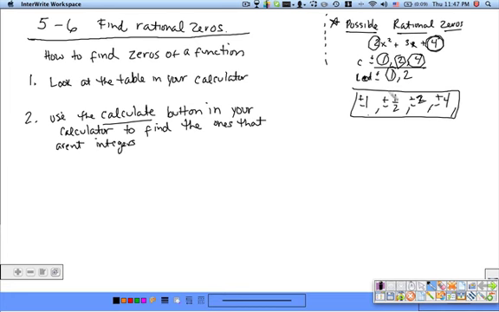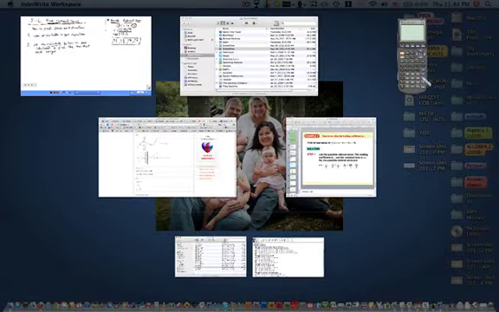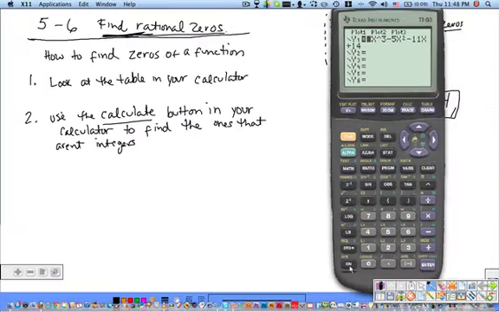Just possibilities. What we're going to do today is find all the zeros of the function. We're not just going to look at possibilities, we're going to find all of them. So here's what I want you to do. Go to your calculators and type in this function that you see in my calculator: 2x cubed plus or minus 5x squared minus 11x plus 14. Take a moment to do that.